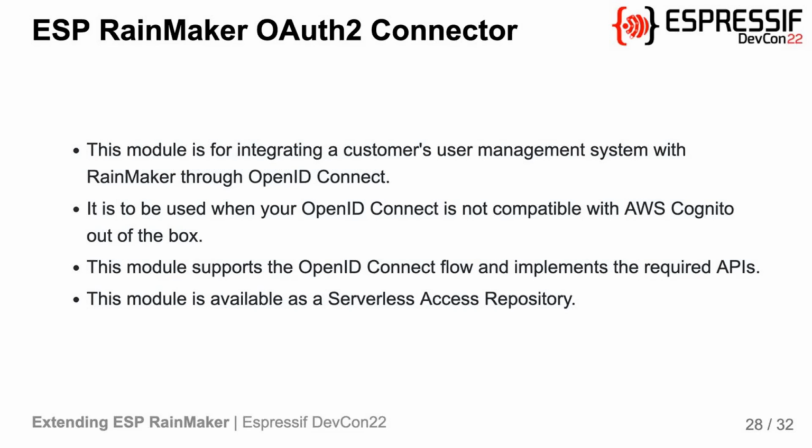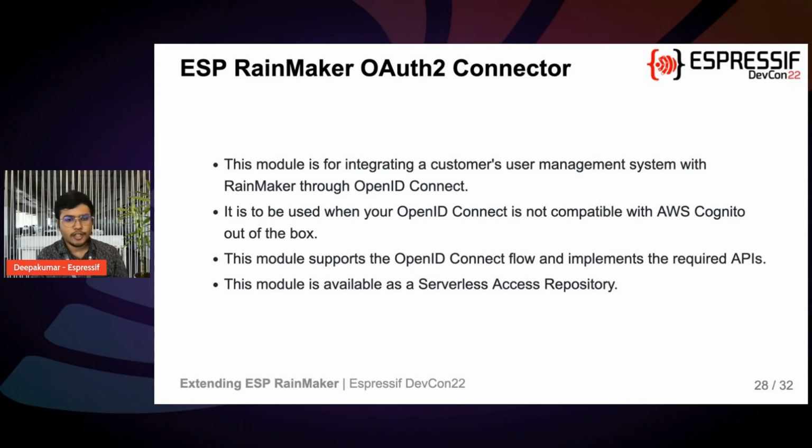Now, we have discussed the flow of the OpenID Connect. Now, there comes a question: why do we need the OAuth connector in the first place? So, why do we need the OAuth connector? The OAuth connector acts as a wrapper around your OAuth framework and Cognito's OAuth framework.